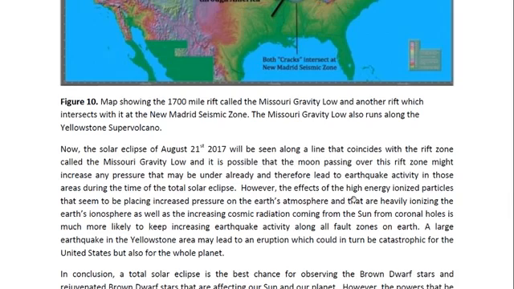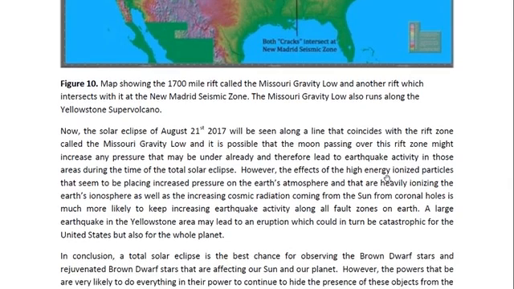So, I think what is more important is the effect of the high energy ionized particles that seem to be placing increased pressure on the Earth's atmosphere, and that are coming from the sun and are heavily ionizing the Earth's ionosphere, as well as increasing cosmic radiation coming from the sun, from coronal holes. This is more likely to increase earthquake activity along all fault lines on Earth. And a large earthquake in the Yellowstone area may lead to an eruption, which, as we know, could be catastrophic for the United States and indeed for the whole planet.